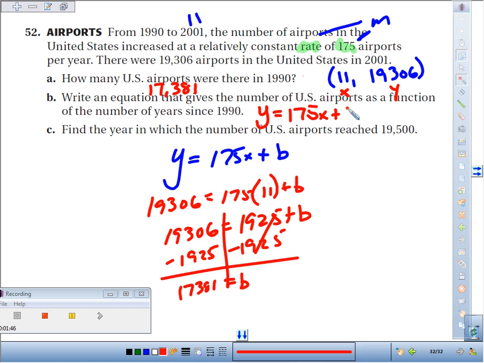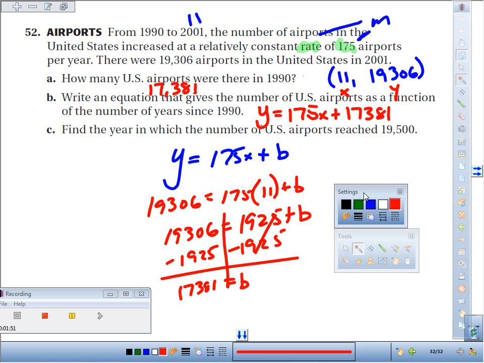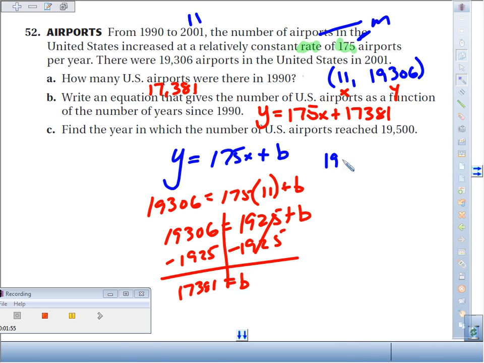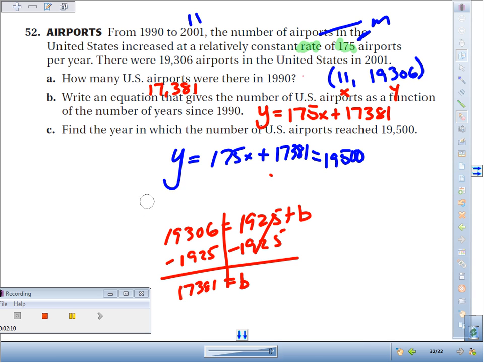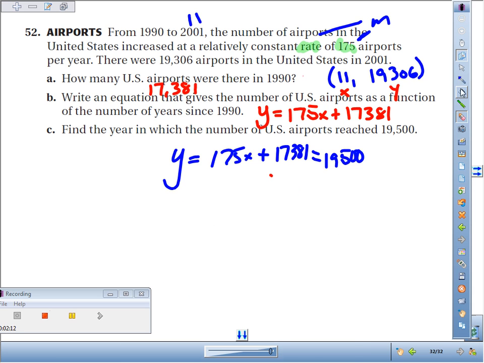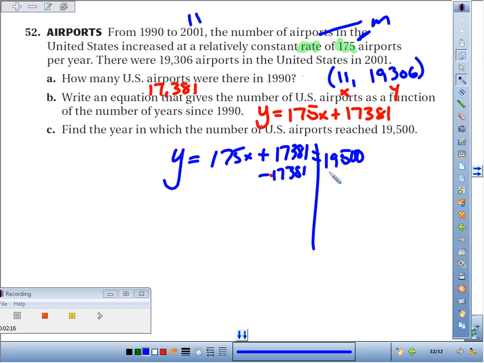That was plus 17,381. Part C, find the year in which the number of U.S. airports reached 19,500. So when will this equation kick out 19,500? I'm just going to save some space. We said 175x plus 17,381. What am I going to substitute for x to kick out 19,500? Now let's find out. Fence post. Subtract 17,381 from both sides.